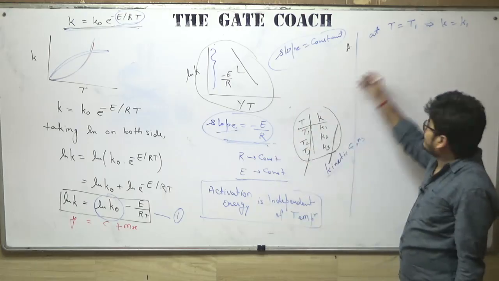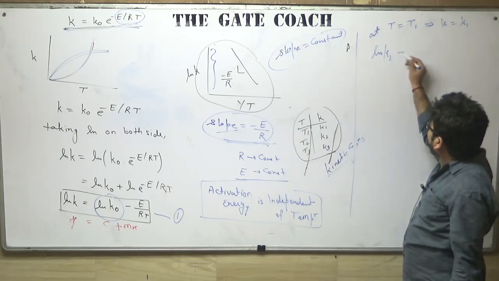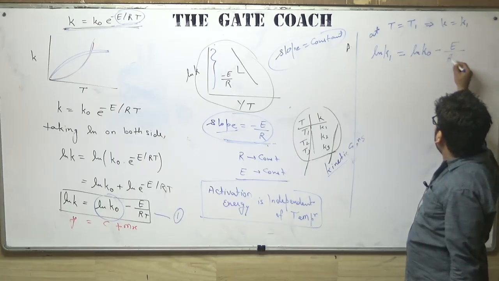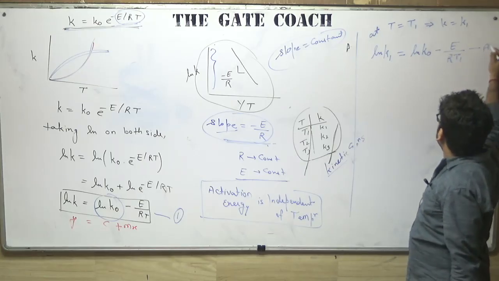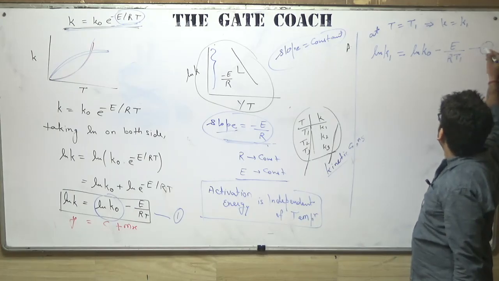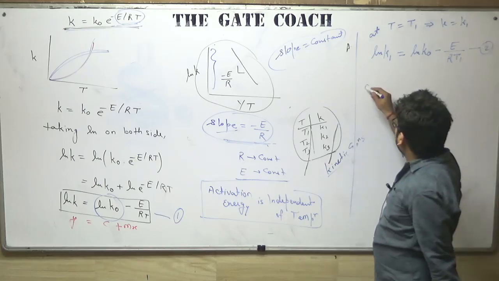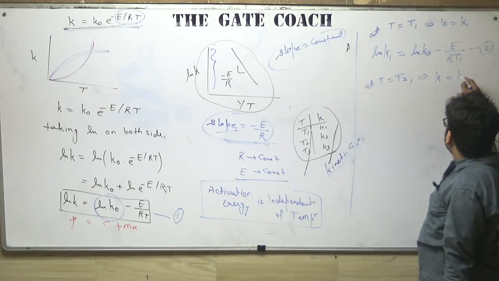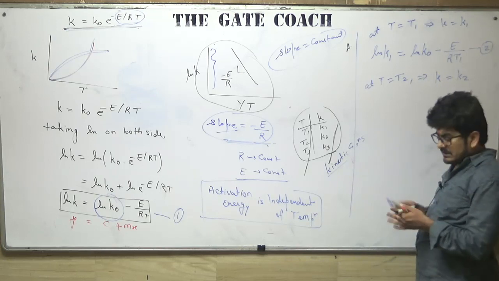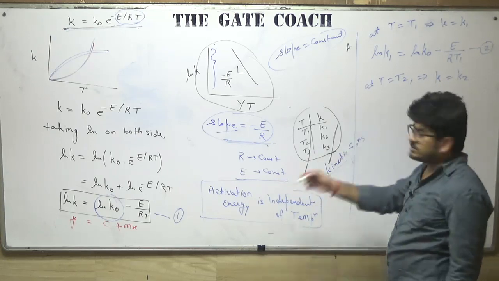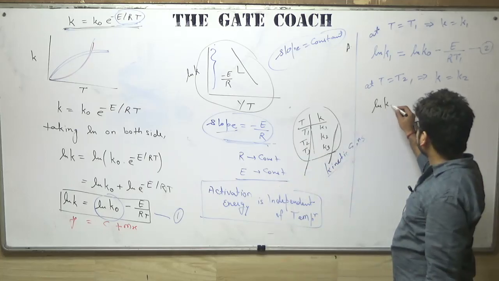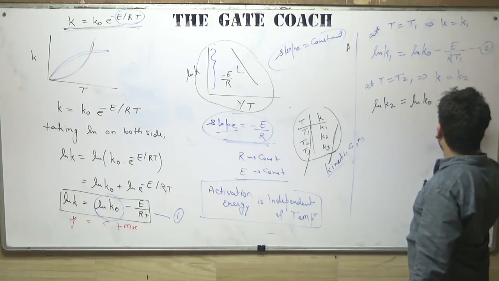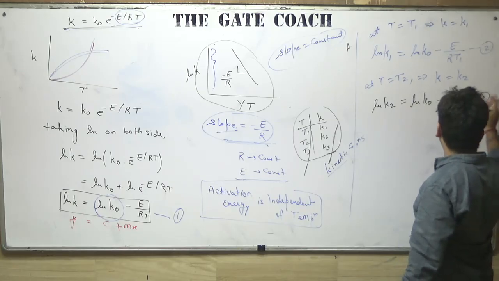So this equation will become ln K1 is equal to ln K0 minus E over R T1. Let's say that is equation 2. Similarly, at temperature T equal to T2, the rate constant K will be K2. Then if you put these values in the equation, it will become ln K2 is equal to ln K0 minus E over R T2. Let's say equation 3.